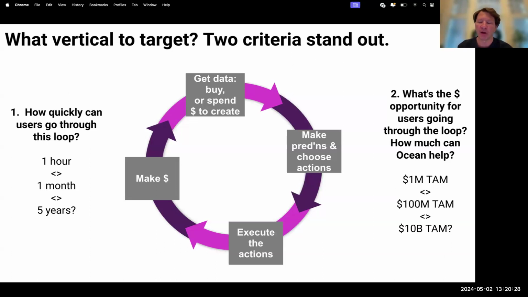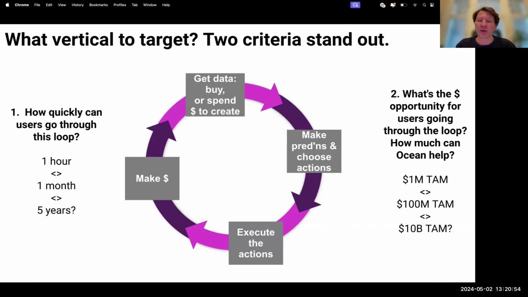Another way of thinking about this is, what's your competitive advantage? Ocean's relatively small right now compared to all the big centralized stuff. Most decentralized stuff is small compared to centralized. So can some of the USPs of decentralized help with what you're doing, right? And have a competitive advantage. And then those two things together, what's the dollar opportunity? How much can you help? What's your USP? What's your competitive advantage?